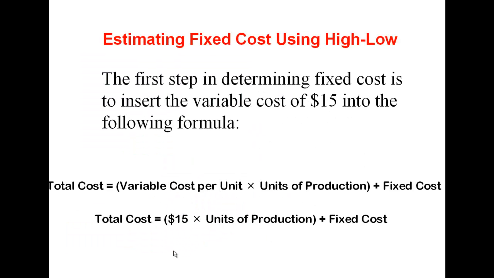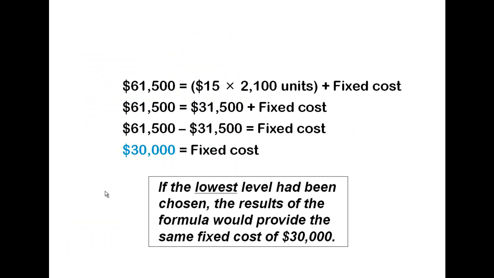And so here we can see that once we plug all these numbers in and multiply those two together, we have 61,500 equals this plus the fixed cost. When we solve it, we get $30,000 is the fixed cost. So if the lowest level had been chosen, the results would have been the same. You just pick either the high or the low, and we happen to choose the high one to work this out.